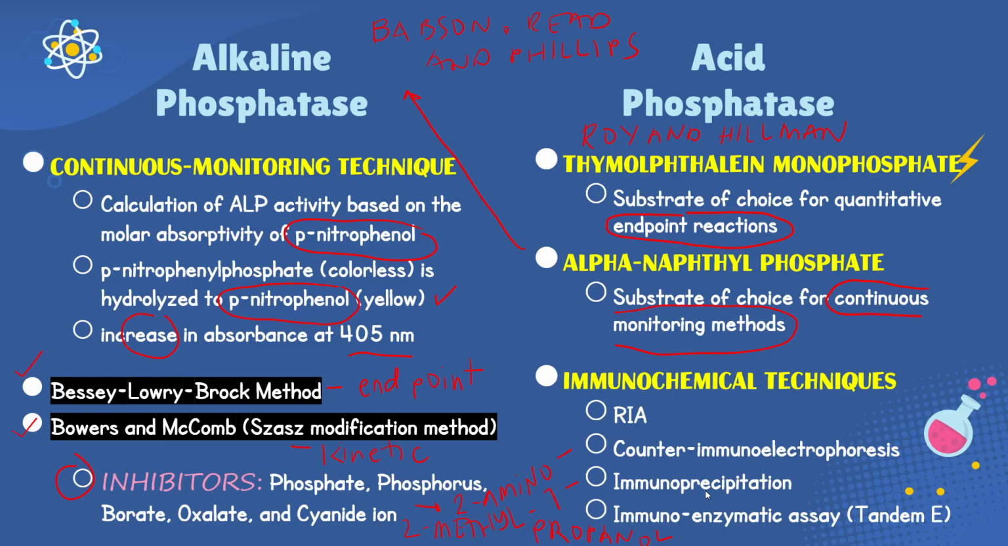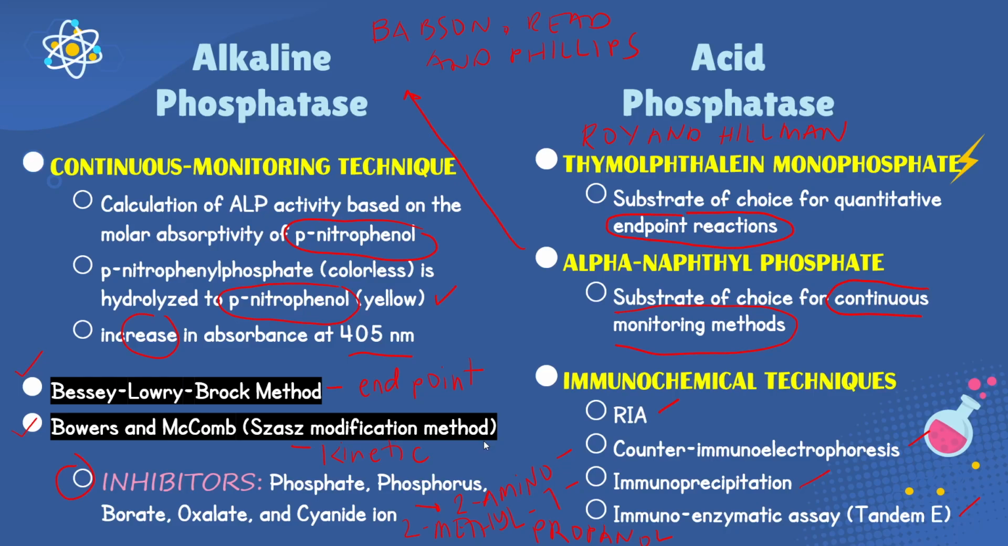Now, in testing your acid phosphatase, we can also do other immunochemical techniques like your radioimmunoassay, your counter-immunoelectrophoresis, your immunoprecipitation, and your immunoenzymatic assay, or what we call your tandem E. Now, with regards to your tandem E, what we use here, kids, is a certain antibody that is able to inhibit your prostatic ACP. So just refer to your lecture.